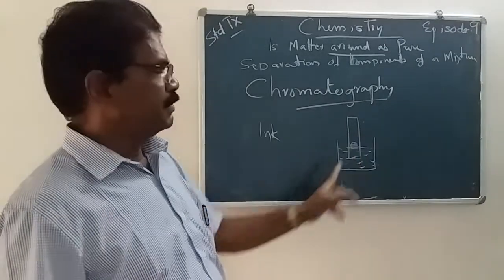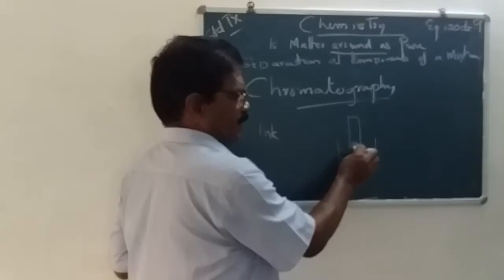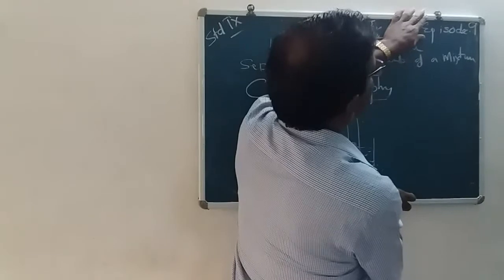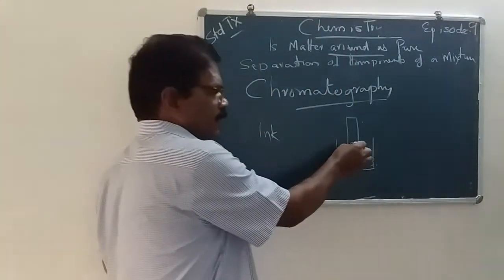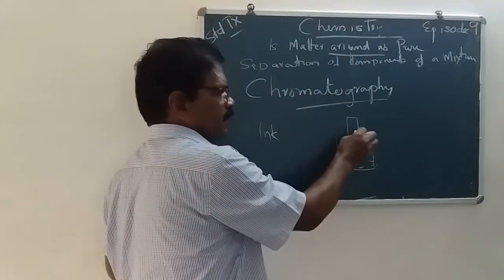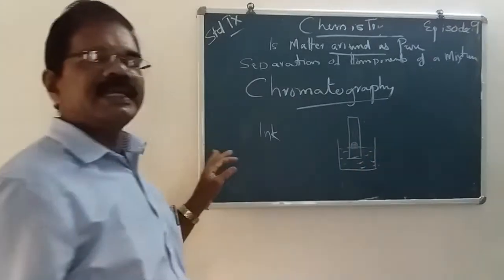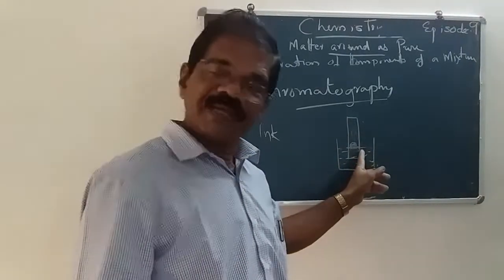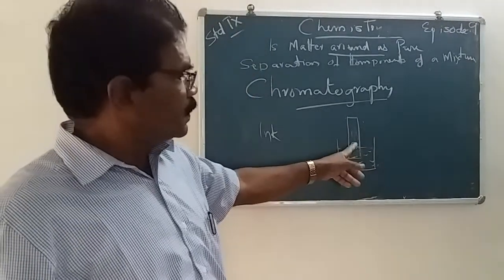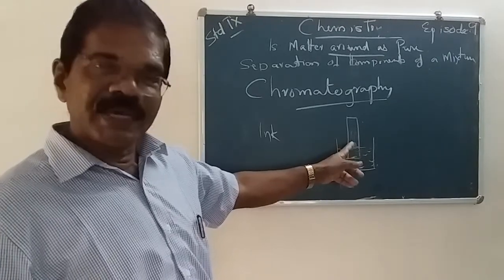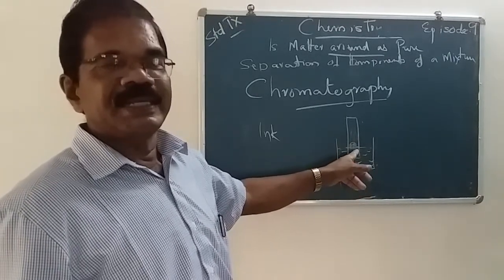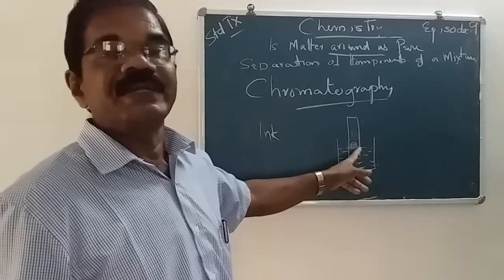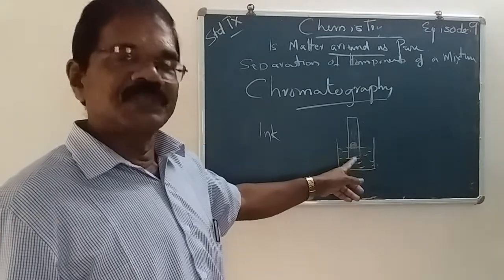After some time, we can see that through the filter paper, the different colors of the ink rise up the filter paper. That depends upon the solubility of the solute in water. The solute means the color part of the ink. In black ink, blue ink or red ink, there is more than one color dissolved in the same solvent.